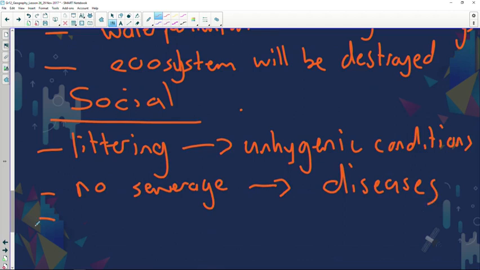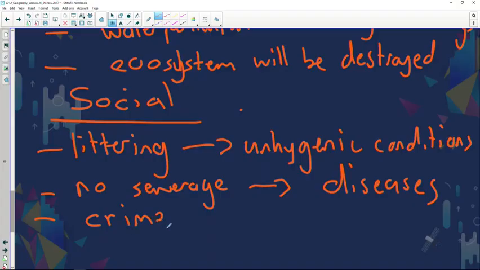Now, many people live in informal settlements because they can't afford to live in low-cost housing. And a lot of people tend to involve themselves with crime. So the crime rate will increase, unfortunately. And we've seen it happening before.